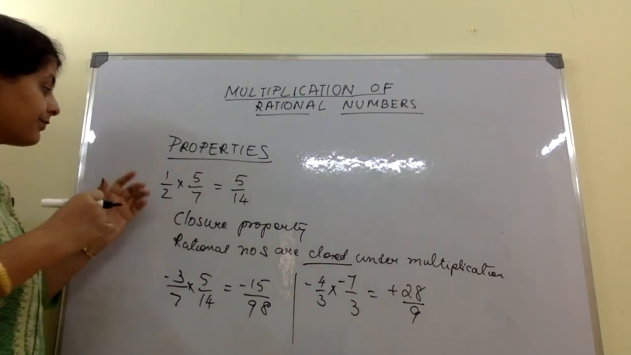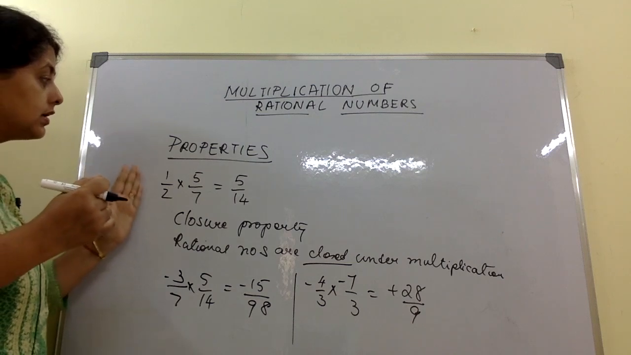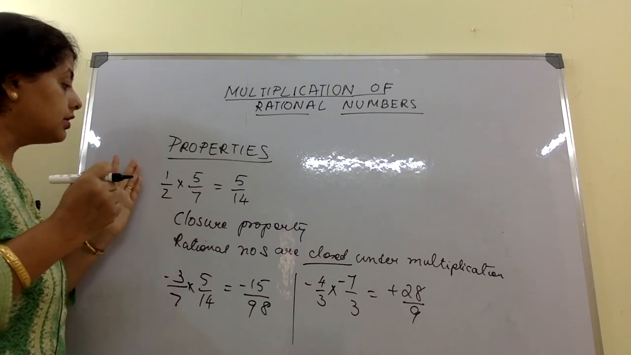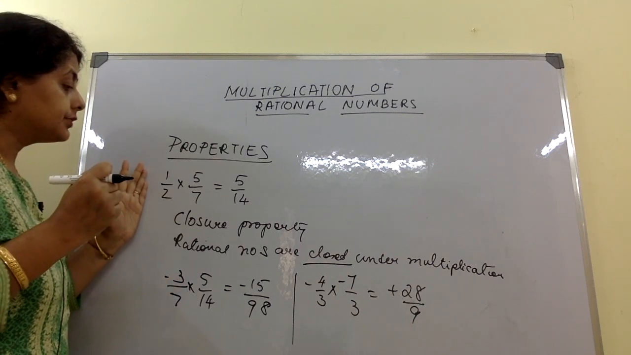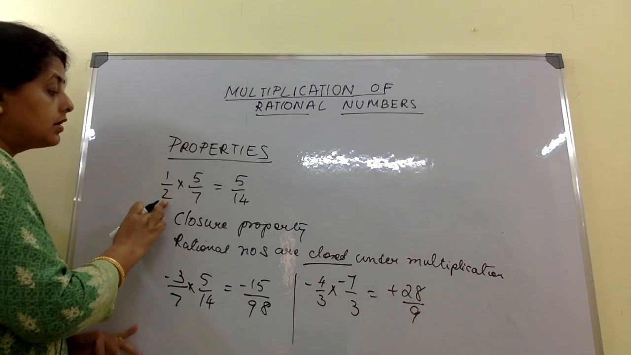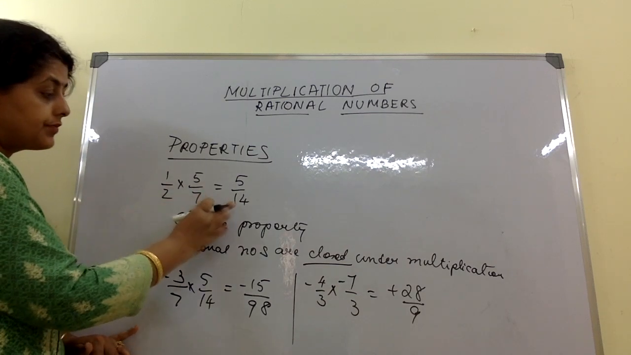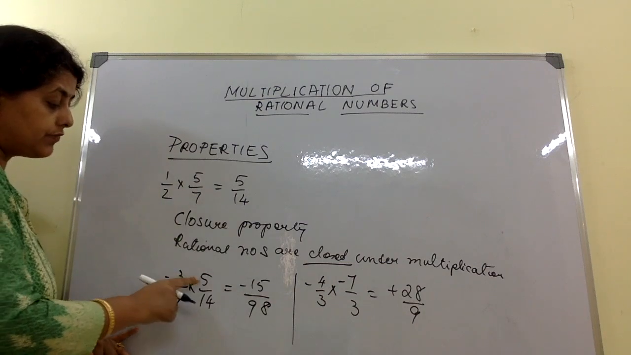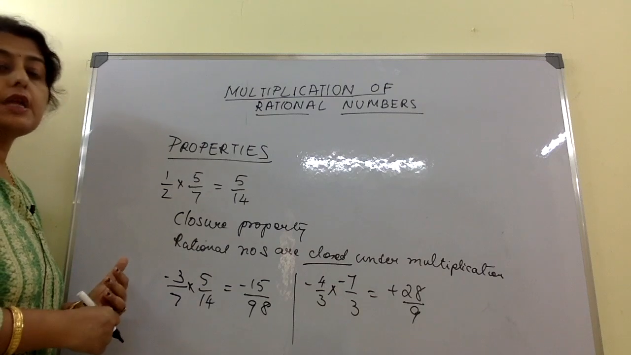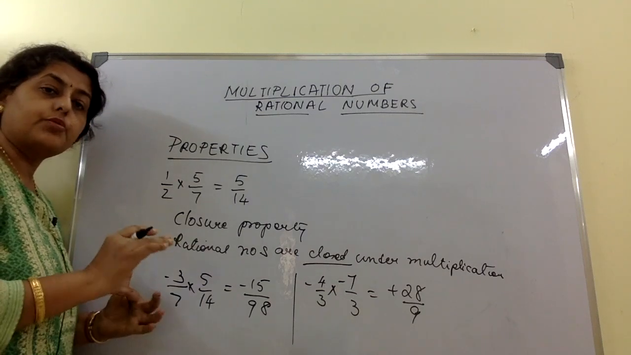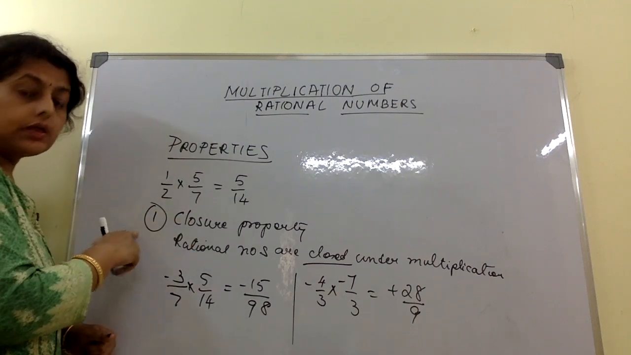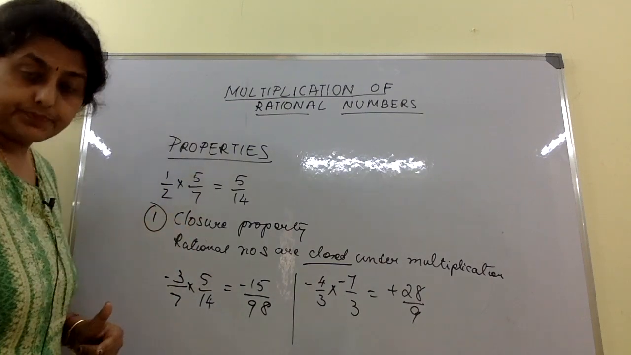Okay, so here closure property is satisfied. So here we can see that both were positive, closure property followed. One positive, one negative, still followed. Both negatives, even then it is followed. So for all rational numbers, closure property works. That was our first property. Okay, let's move on to the next property.